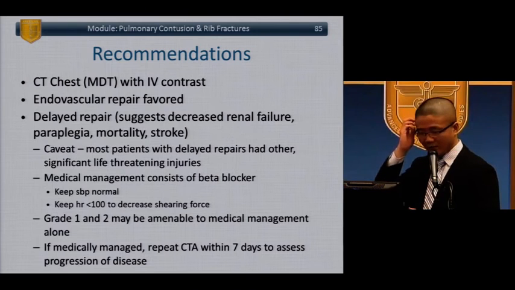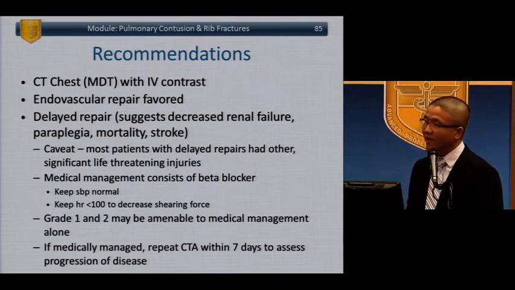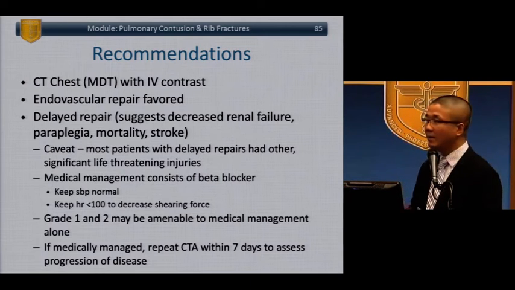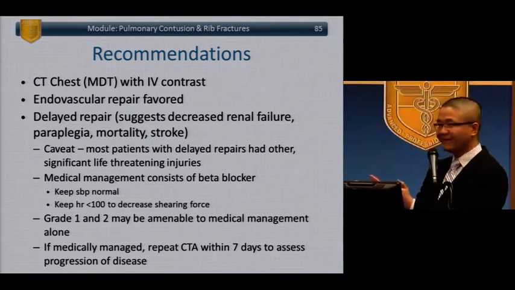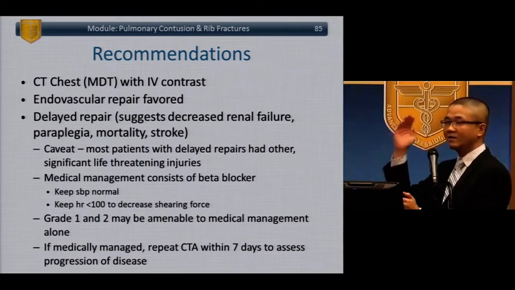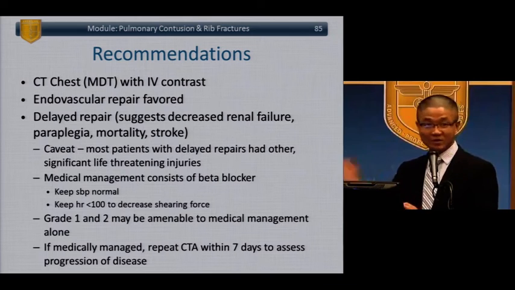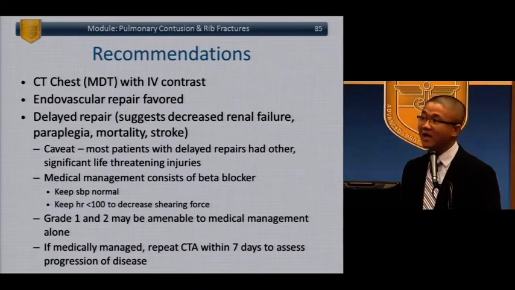The caveat is that most patients with delayed repairs had other significant life-threatening injuries already. And I don't know how many of you have taken care of a patient with a blunt thoracic aortic injury. The bottom line is that the vascular surgeons or thoracic surgeons, depending on who's taking care of it, have very strict guidelines. The systolic blood pressure has to be this, and we don't want the heart rate to go above this. In your patient who has multi-trauma likely associated with this, that becomes a rate limiting factor for how close you manage. And if you can't meet all their guidelines, then that might be an indication that they need to do the endovascular repair sooner rather than later.